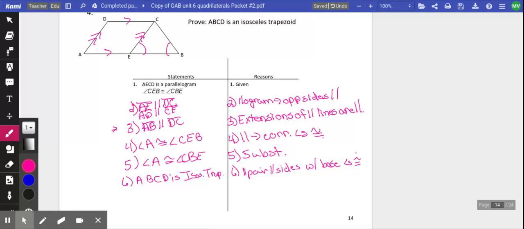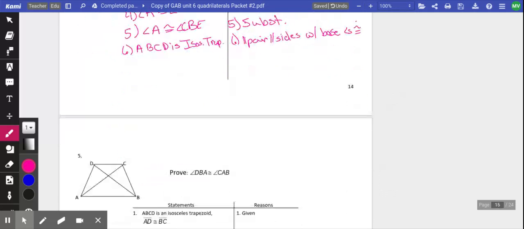Now I know that angle A is congruent to angle CEB because when I have parallel lines, there's a transversal here. So those two angles are congruent because they're corresponding angles. Substitution then says that angle A is congruent to angle B. And so ABCD is an isosceles trapezoid. It has one pair of parallel sides with base angles congruent.